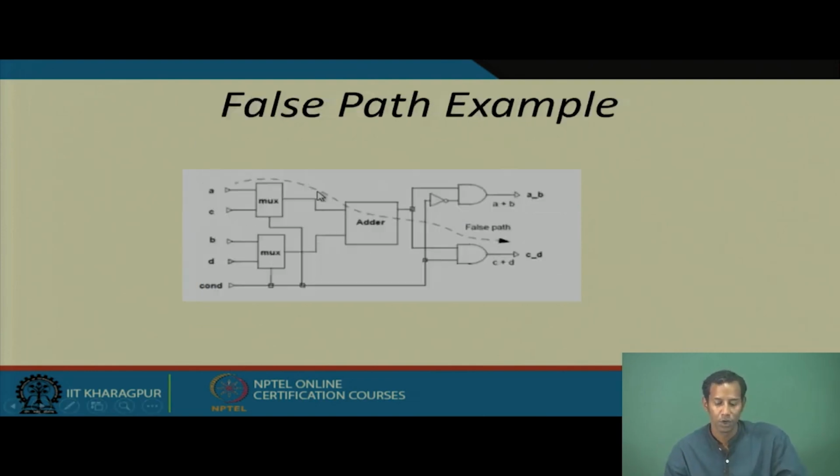That is the amount of output delay which you have to consider while designing our circuit. Then, an example of a false path: suppose we have A, B, C, D and we have this condition. Depending on this condition, all the paths are basically connected from A to B or C to D, B to D, but this particular path will never be activated. Depending on the logic, this path, which would go from A to this, will never be activated. That is why this path is called a false path.